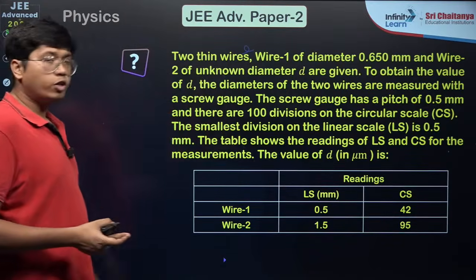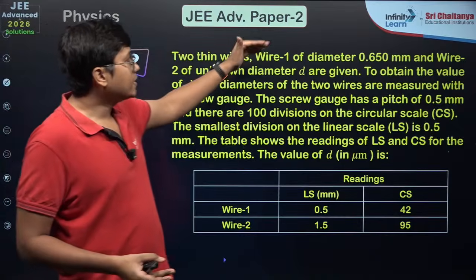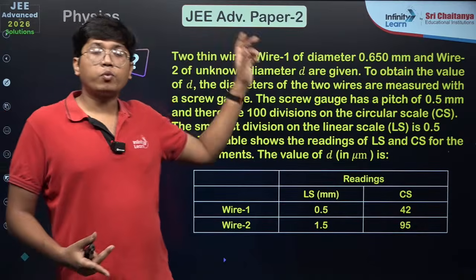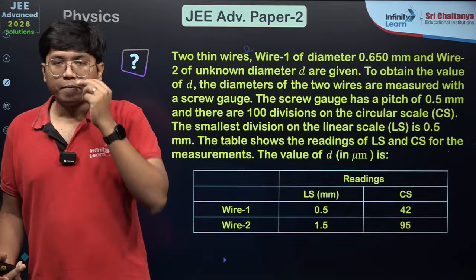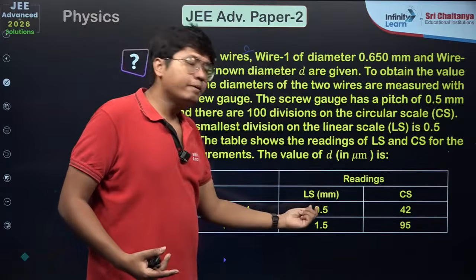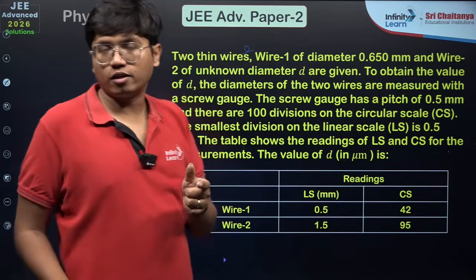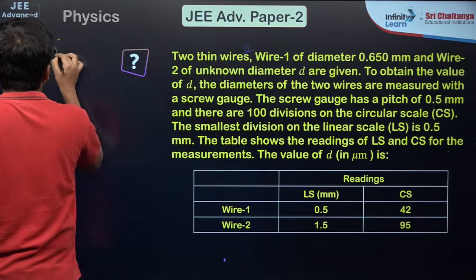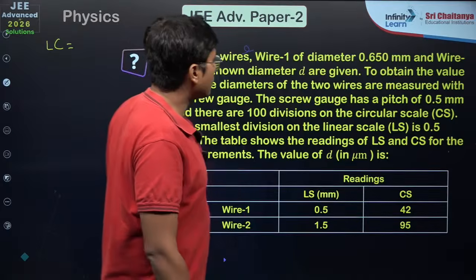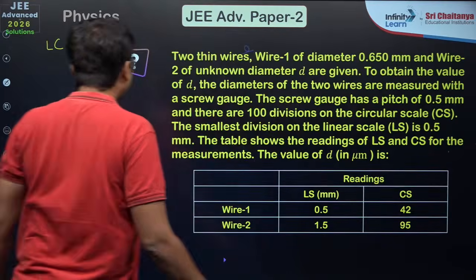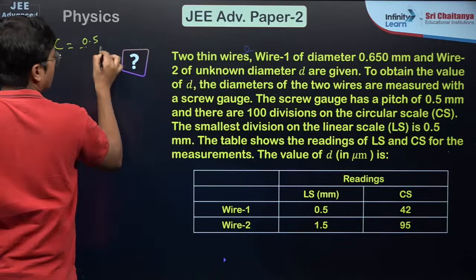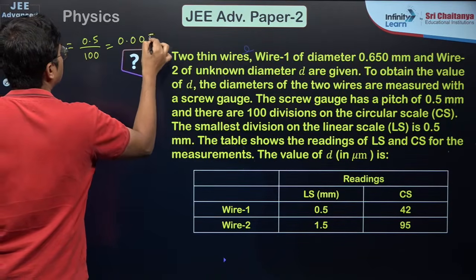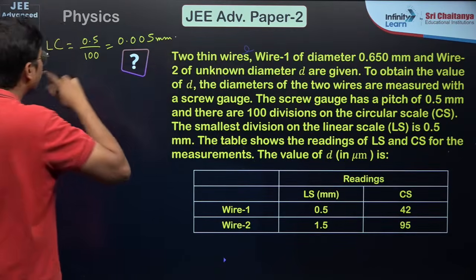Now basically it is given for two wires. Thing is, wire 1's actual diameter is already provided. So what is the use of this? The use of this is to try to get the zero error of this instrument. Because this is the true value. If we can get the measured value and the difference, I know the zero error. So first, what is the least count? Least count is pitch 0.5 divided by 100, 0.005 millimeter. Okay, we got it right.